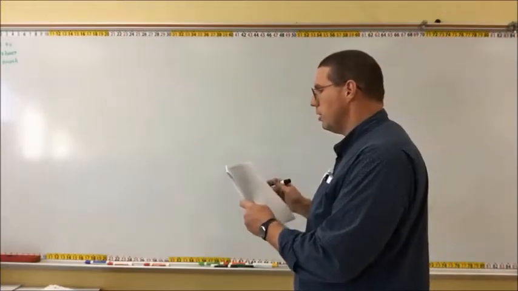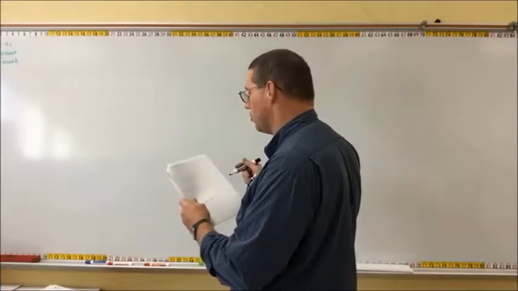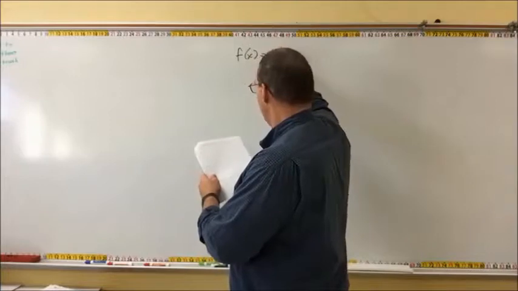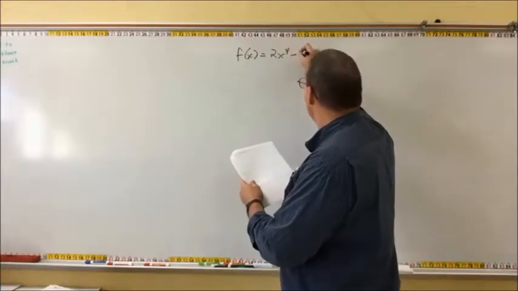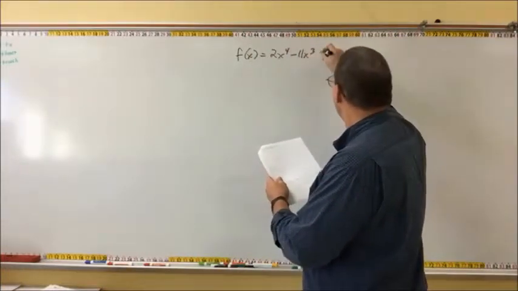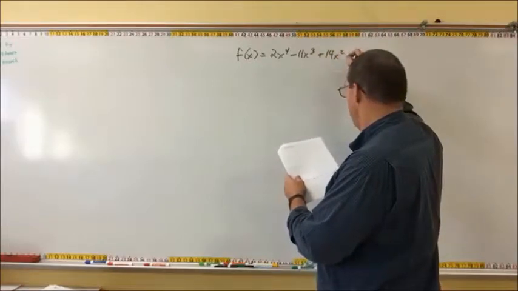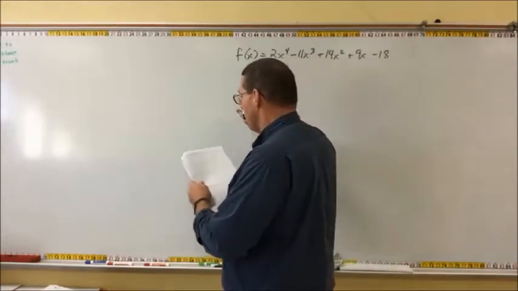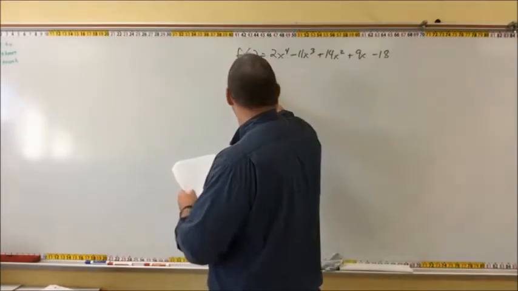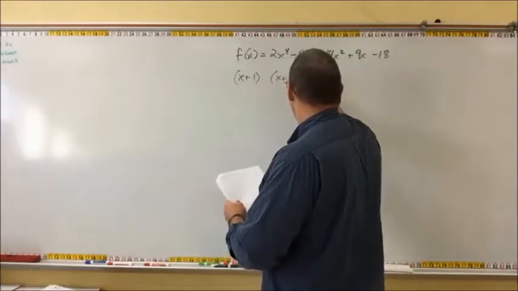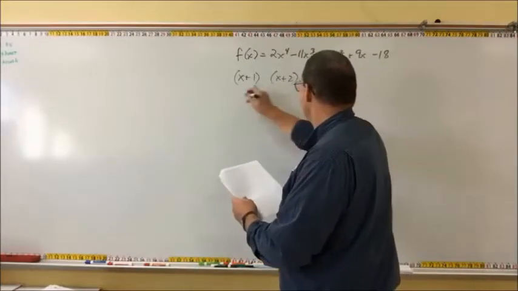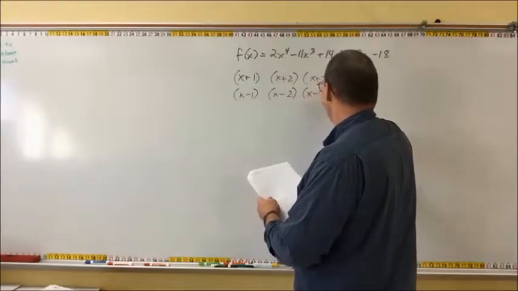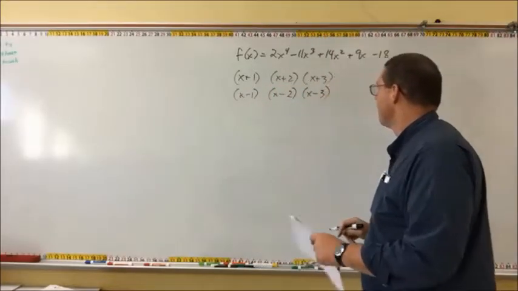It says circle each of the given binomials that is a factor of f of x equals 2x to the 4th minus 11x to the 3rd plus 14x squared plus 9x minus 18. And you're testing x plus 1, x plus 2, x plus 3, x minus 1, x minus 2, and x minus 3.